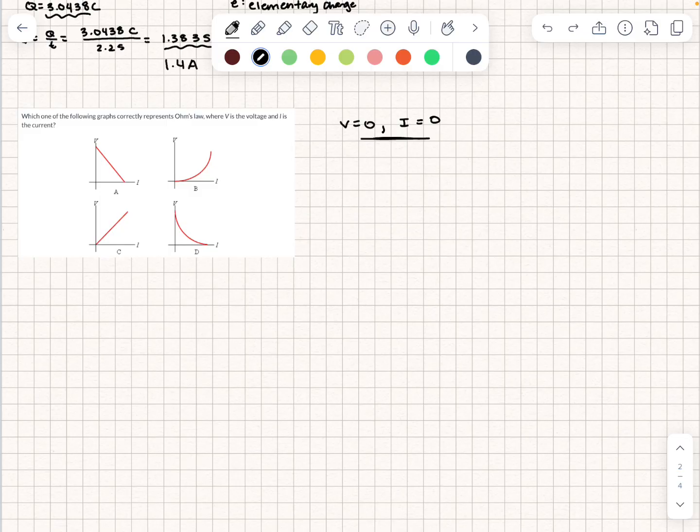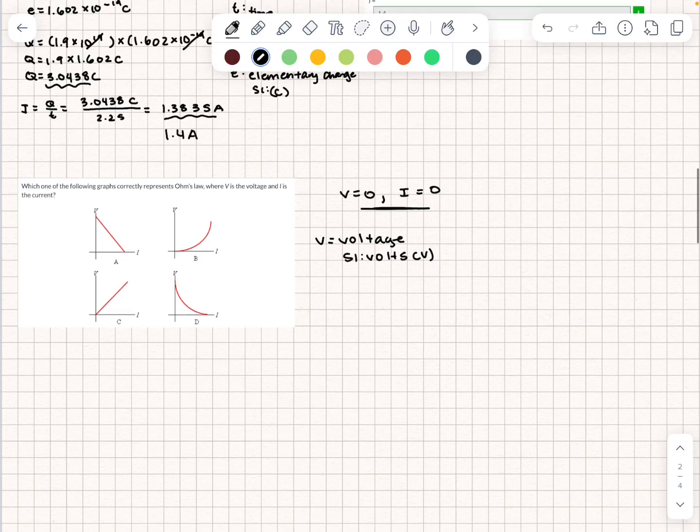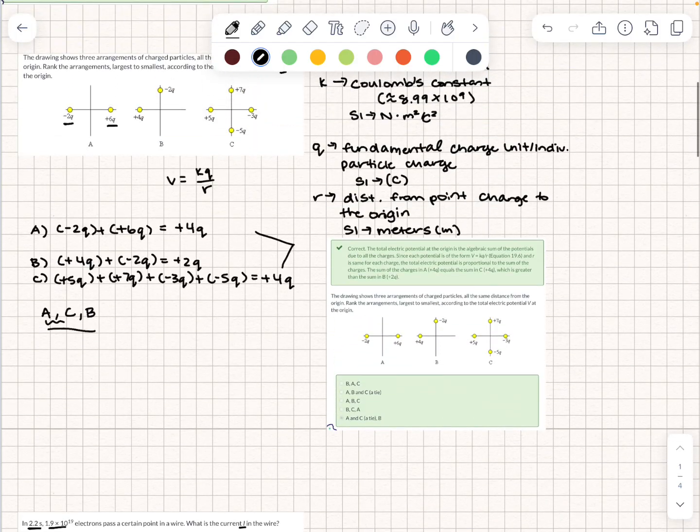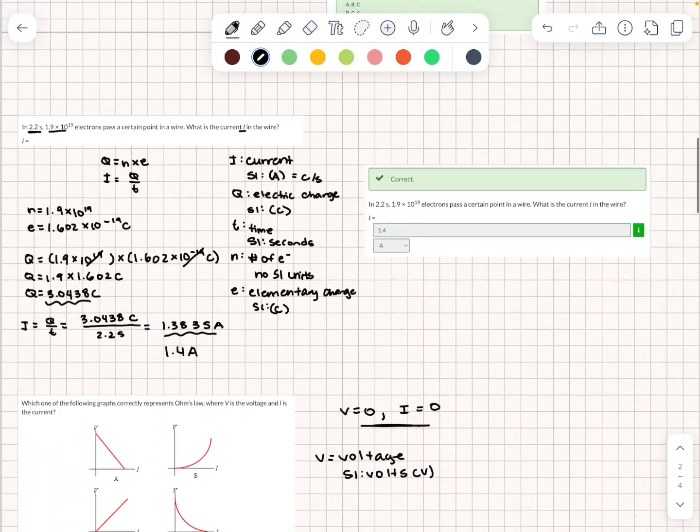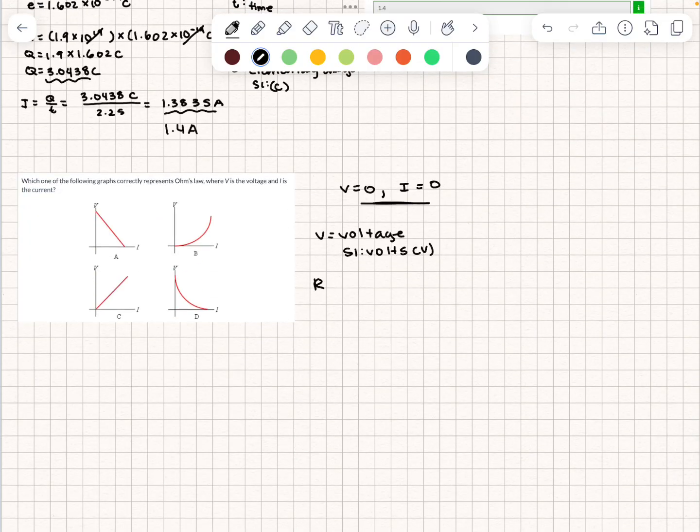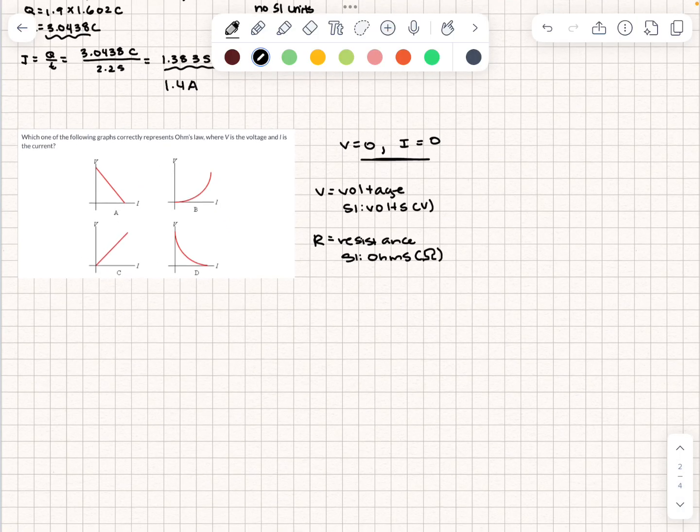But to give a few definitions, we know that V is the voltage, and the SI units for voltage are volts, which are represented by the V. And then we recognize that I stands for current, which we defined in our previous problem, and the SI units are amperes, and R is resistance, which is measured in ohms, which kind of look like this. That was a terrible drawing of the character, but anyways.